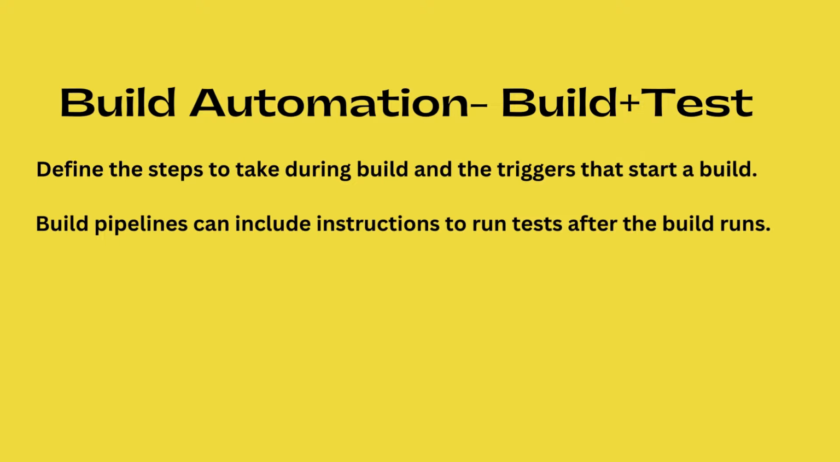The build automation process basically has the build pipelines, and these build pipelines include the instructions to run the test after the build runs. Okay, once the build is available, it will be automatically deployed to the particular environment, and the testing will start on the build. Okay, so it will run the Selenium test cases, BDD Cucumber test cases to check the quality of that build.